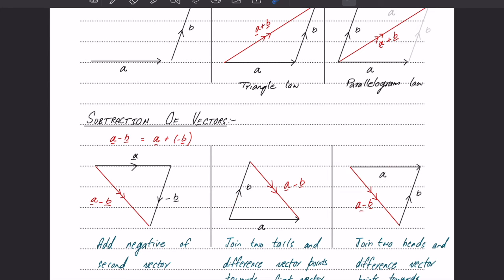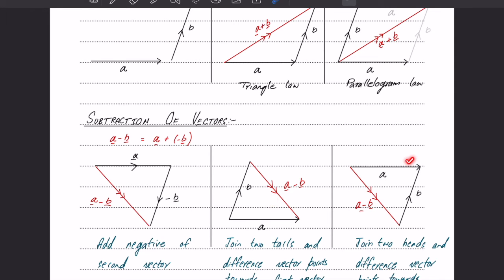Keeping in mind that if you choose to connect two tails of the two vectors that you're subtracting, then the difference vector should point towards the first vector. If I want to find out A minus B, my difference vector should point towards A. If I want to find B minus A, my difference vector should point towards B. Since I'm finding A minus B, its orientation is towards A.